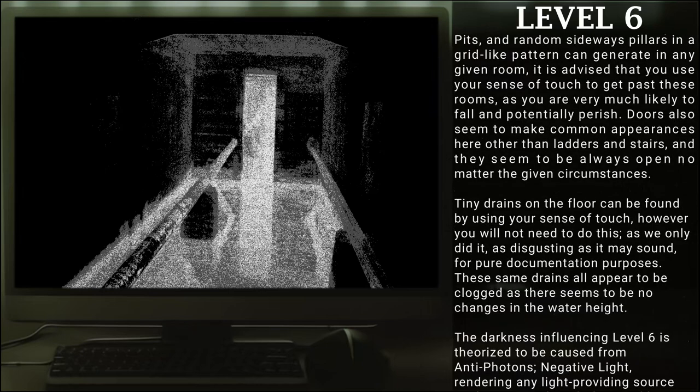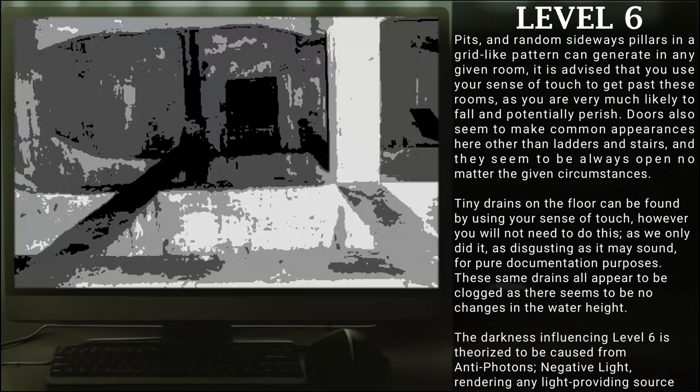Pits and random sideways pillars and a grid-like pattern can generate in any given room. It is advised that you use your sense of touch to get past these rooms, as you are very much likely to fall and potentially perish. Doors also seem to make common appearances here other than ladders and stairs, and they seem to be always open no matter the given circumstances.